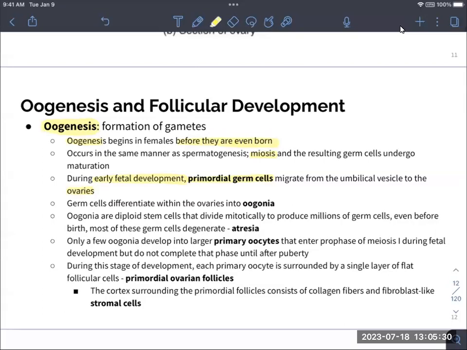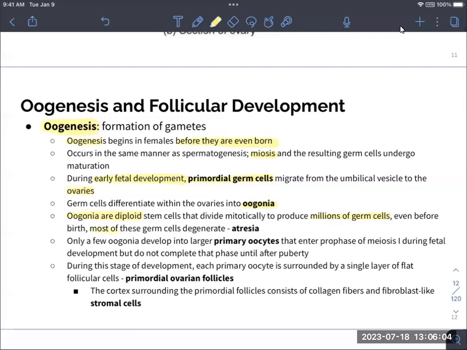These primordial germ cells are going to differentiate into oogonia. These are diploid cells, so they have the full 46 chromosomes in them. These primordial germ cells that become oogonia are going to produce millions of germ cells. This is all happening during fetal development.